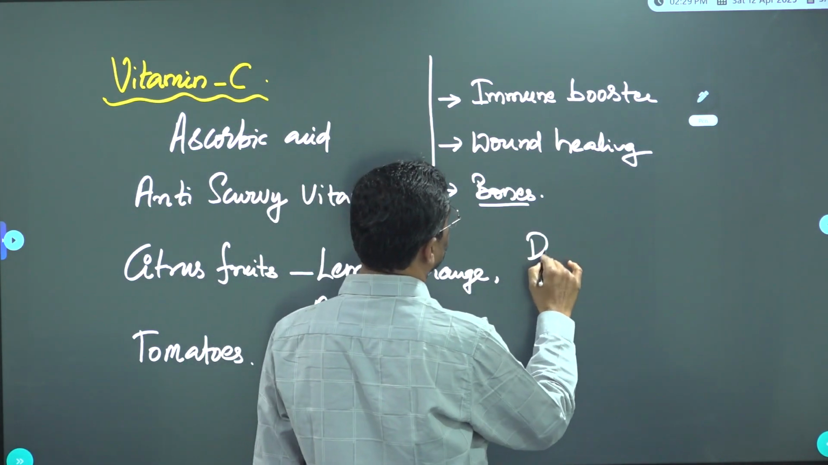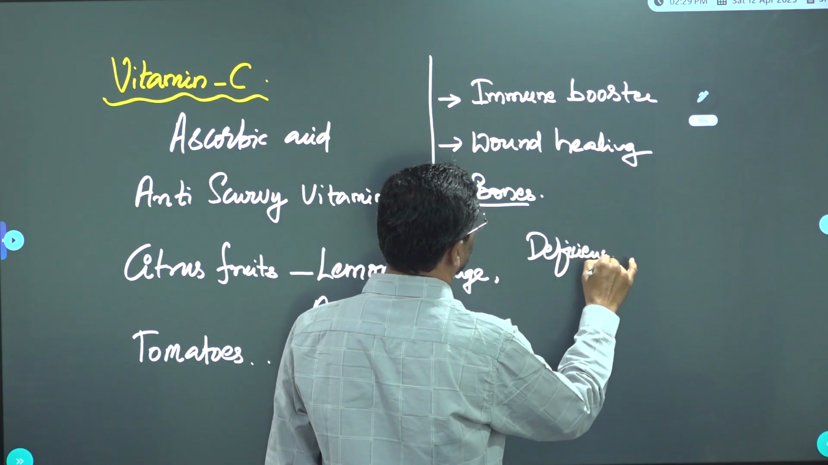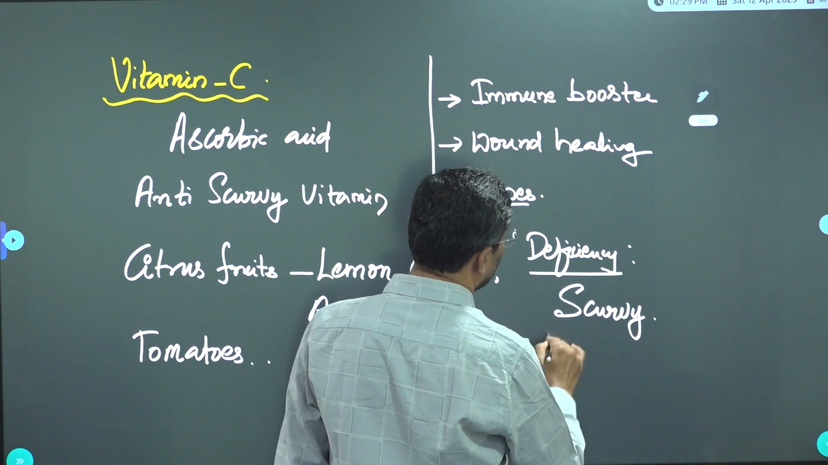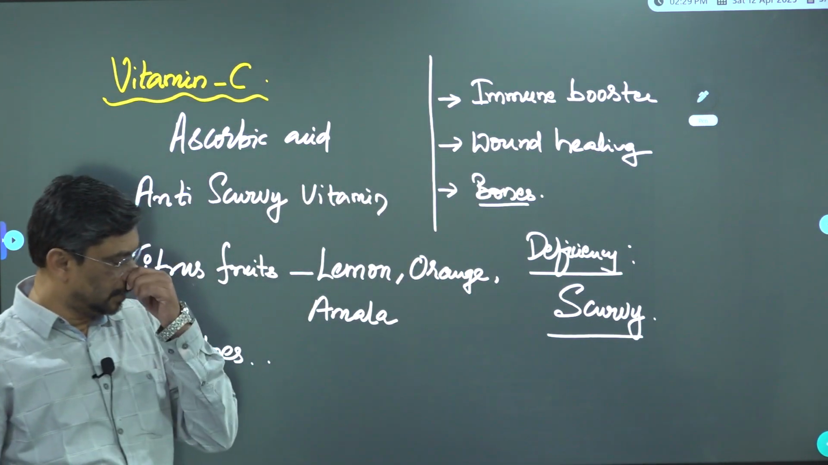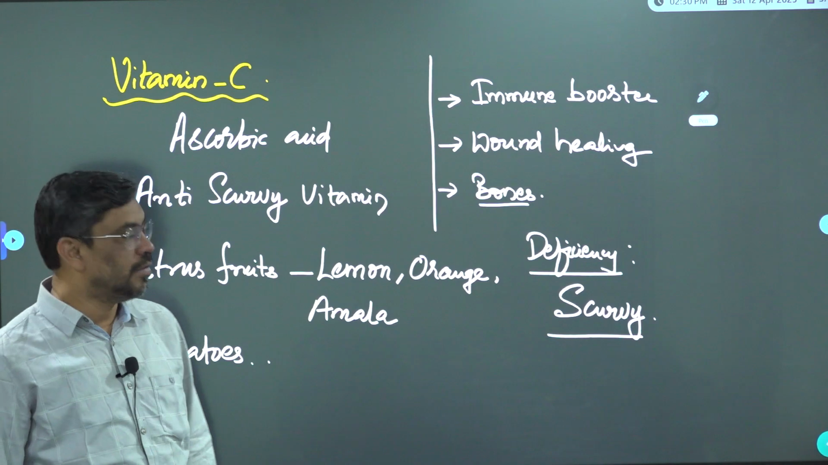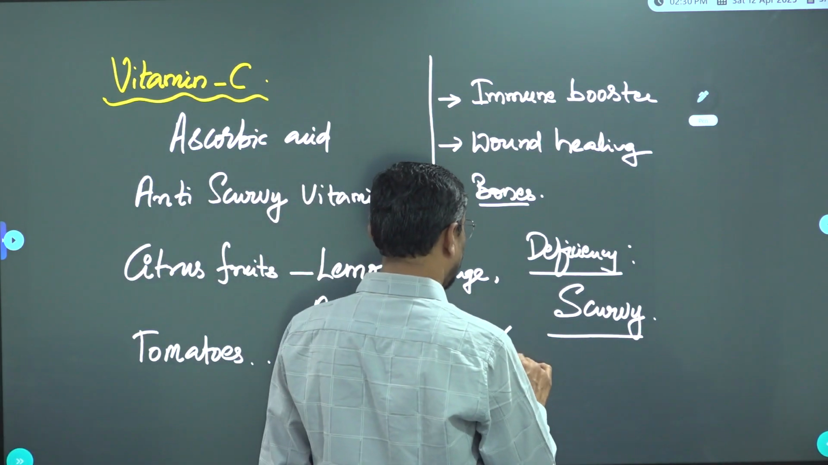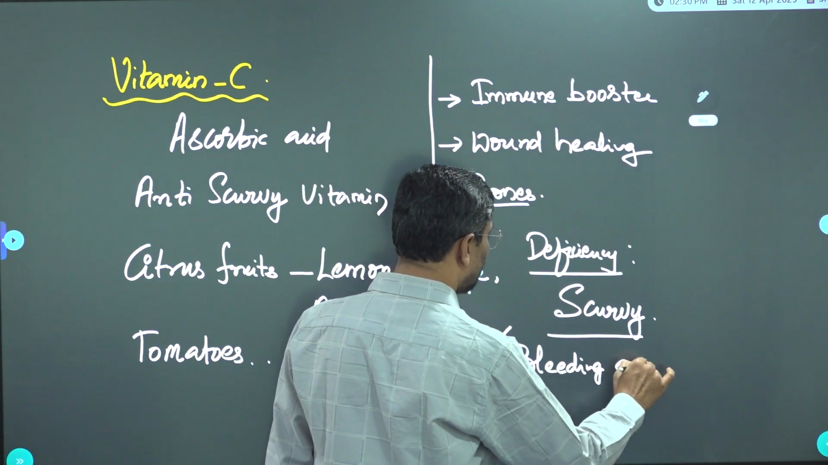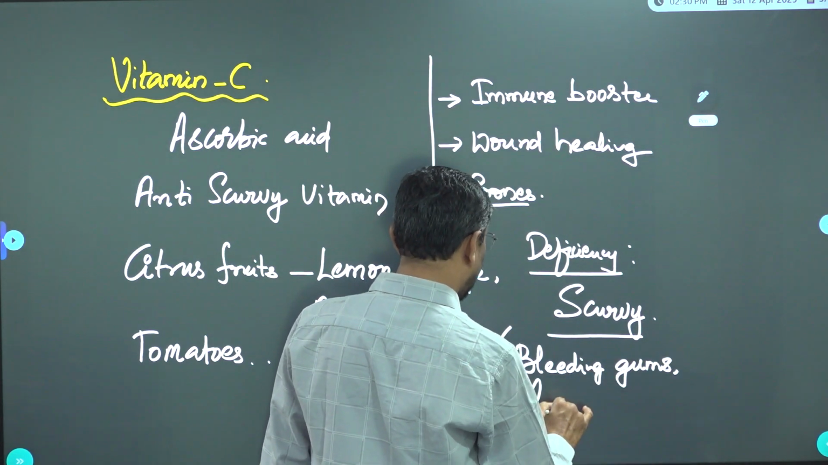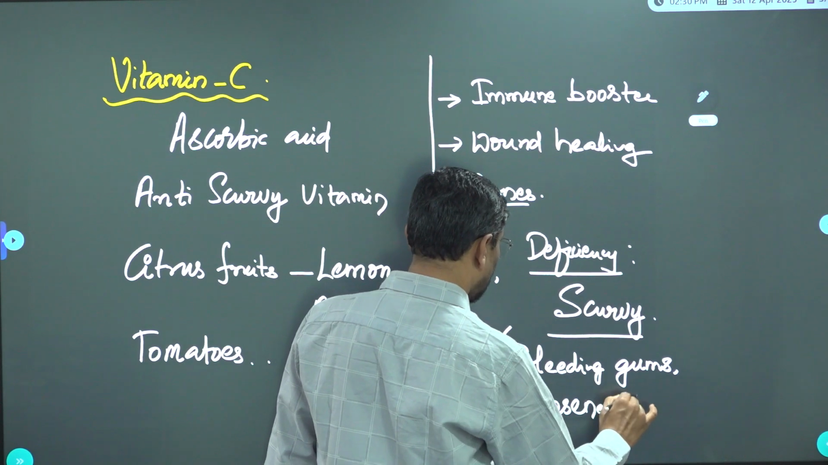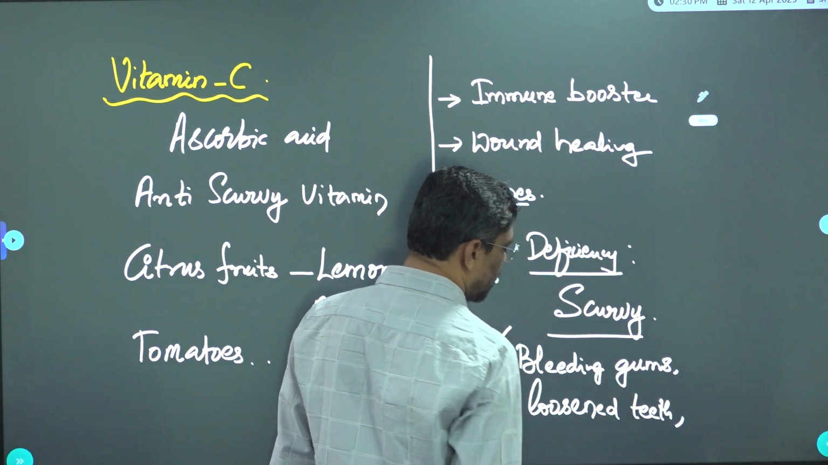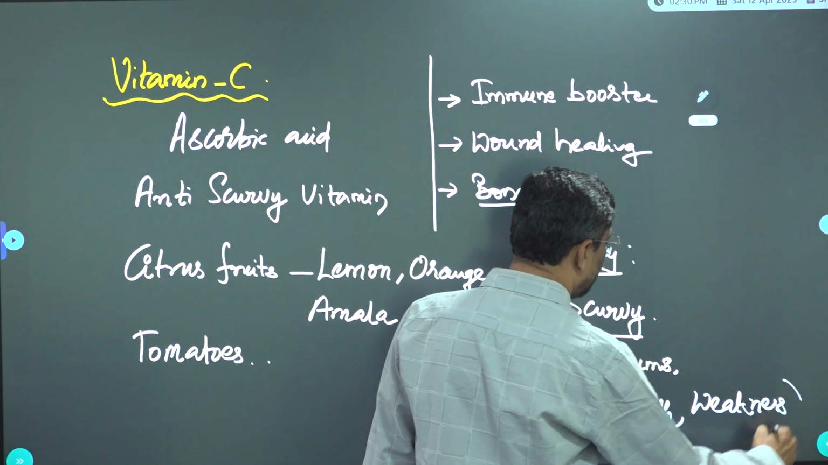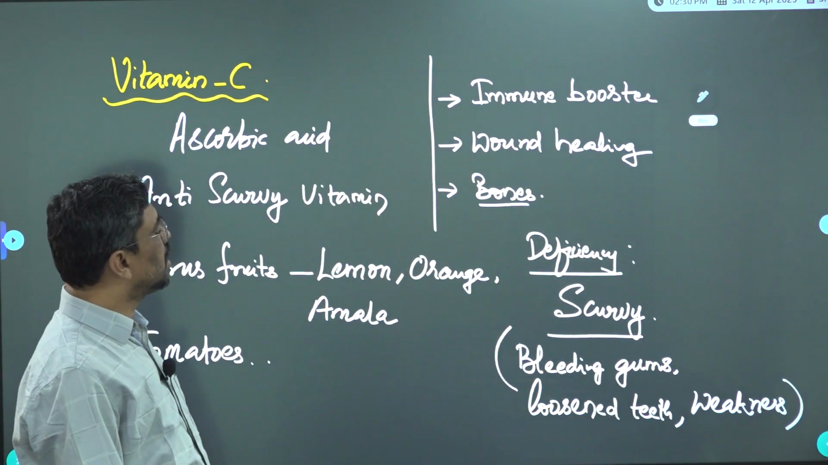Then deficiency. Deficiency causes a disease called scurvy. What are the symptoms of scurvy? Bleeding gums, loosened teeth, weakness, or you can say fatigue. So these are the major symptoms of scurvy.